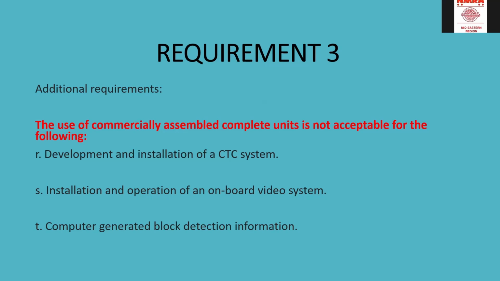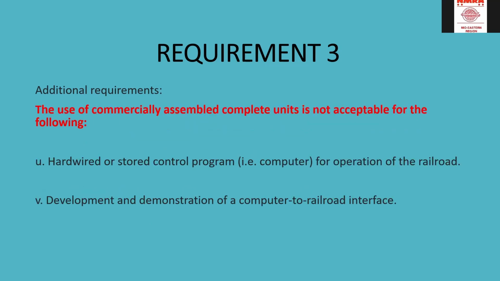Computer generated block detection information. Well, we can set up signals, and we can say that it's occupied, not occupied, or we can make the signals turn red or turn yellow, or flashing yellow, flashing red, whatever the aspect you want to see, but we can do that via computer. Hardwired or stored control programs for the operation of the railroad. You just don't buy something and put it on the railroad. What you're looking here is buying a program, then setting it up for your layout to control your layout.